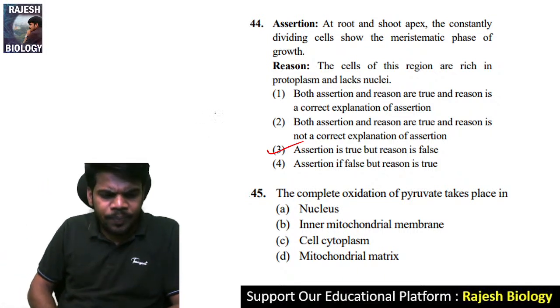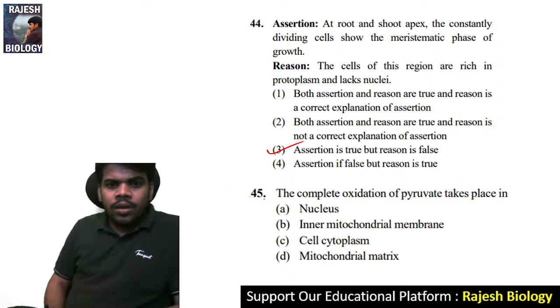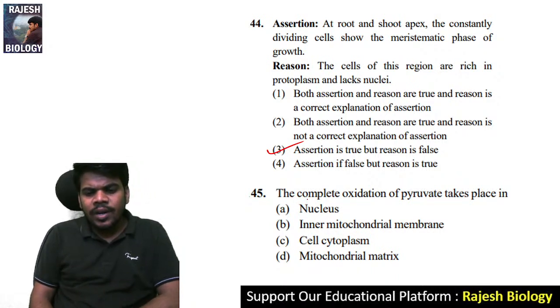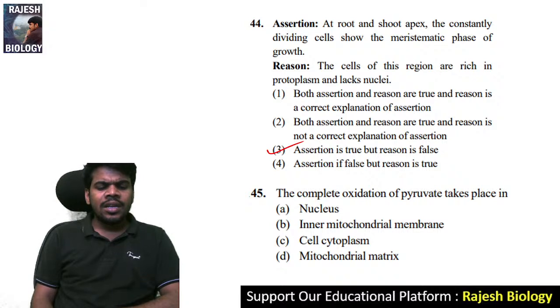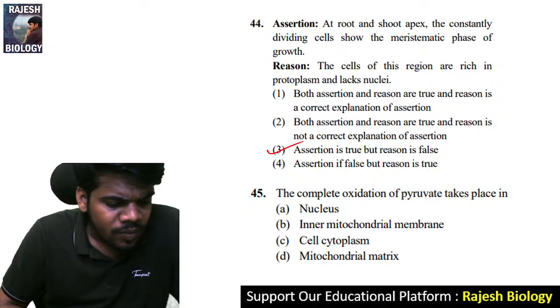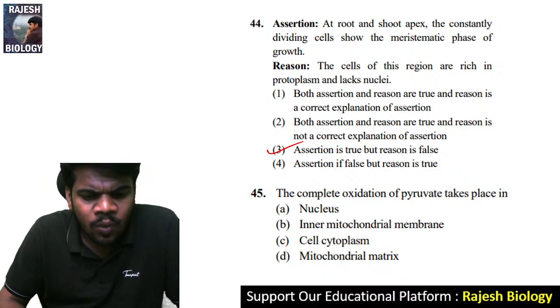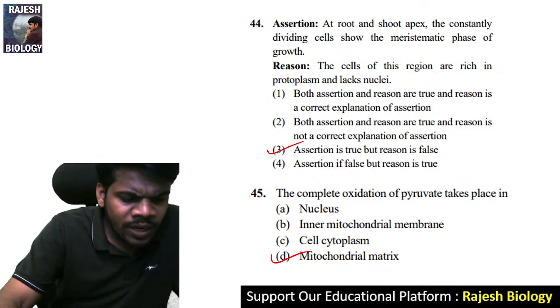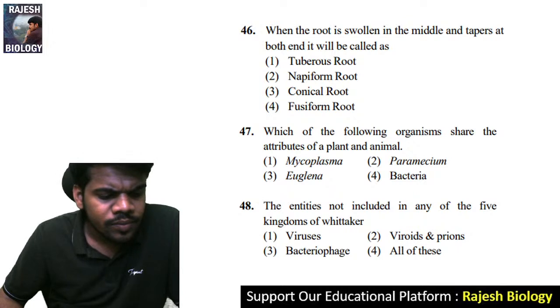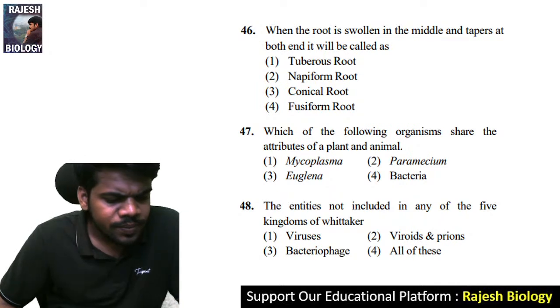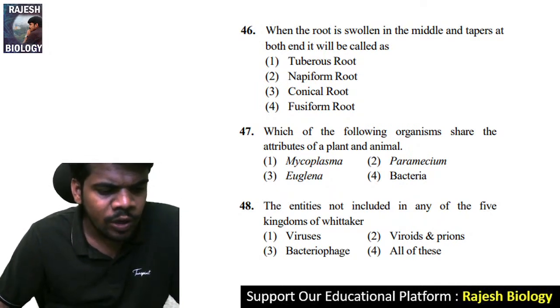45. The complete oxidation of pyruvate takes place in nucleus, inner mitochondrial membrane, cell cytoplasm, or mitochondrial matrix. Where? Priyanka says 45-4, correct. Mitochondrial matrix. Yes, Jnaneshwari right. Chinnu is also right. Priyanka right. No, Sajani, it is mitochondrial matrix.